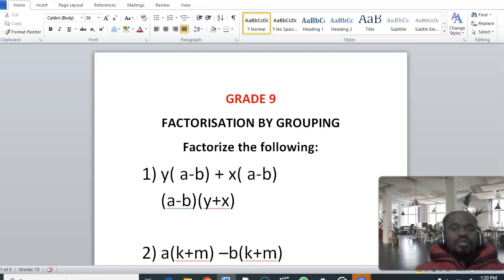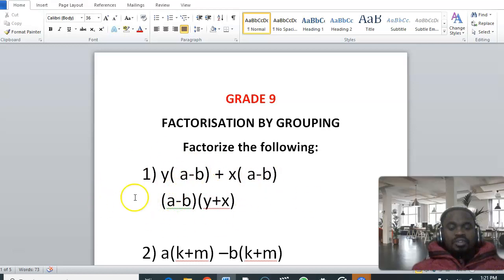Today, I want us to look at factorization by grouping. Assuming you are given a question like this, factorize the following. Normally, this factorization by grouping, you do it in grade 9, you do it in grade 10 as well. So if you master it in grade 9, you don't have problem in grade 10.